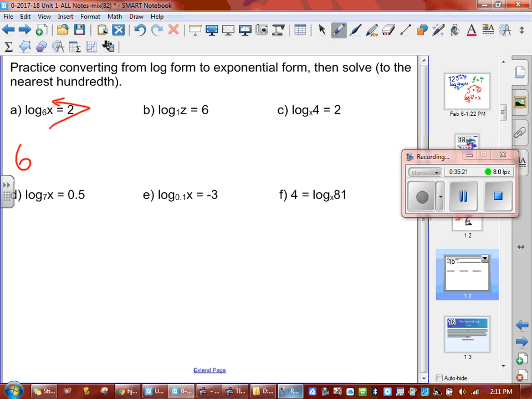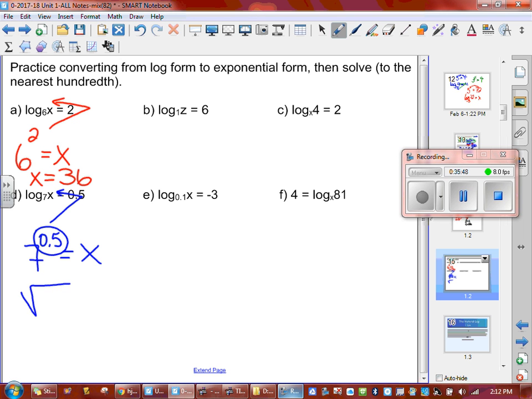Okay, we're going to work down. Same idea here. 7 exponent 0.5 equals x. We know that exponent 0.5 is exponent 1/2, which means root 7 is equal to x. So literally, either of those I type in, I'm going to get a rounded decimal of 2.65, rounding to 2 decimal places. Okay. Let's check B.